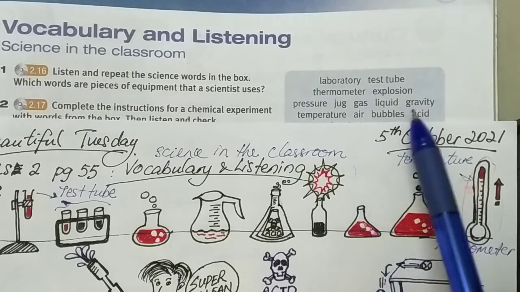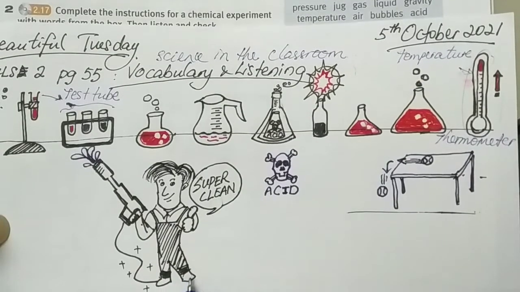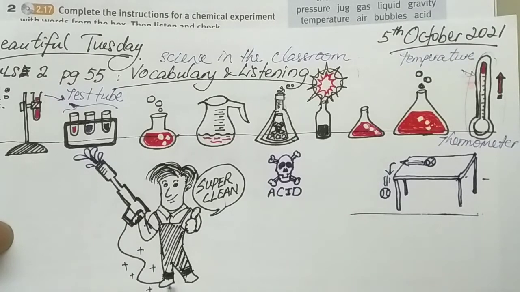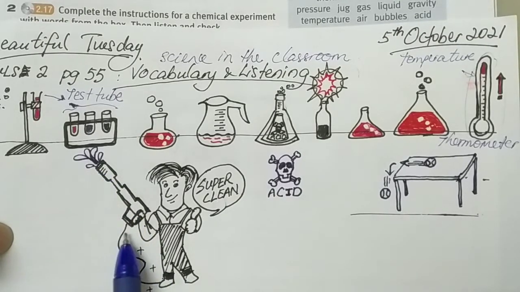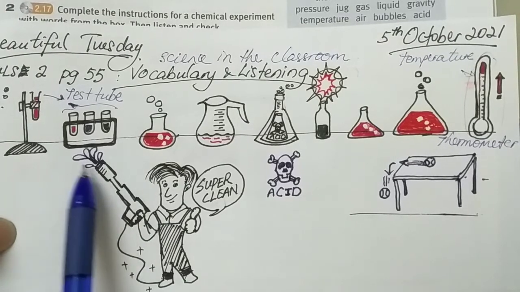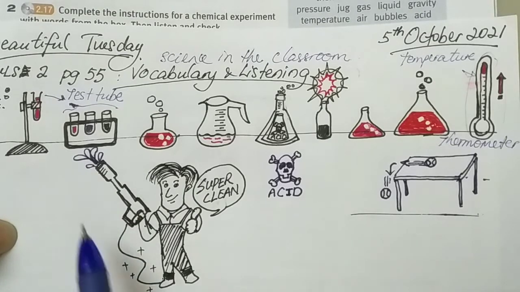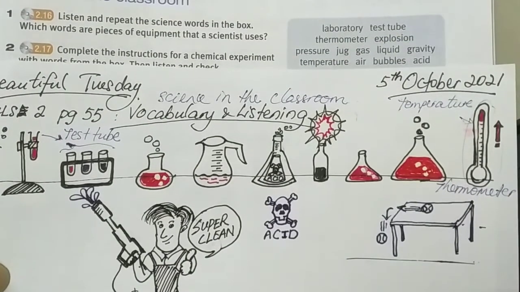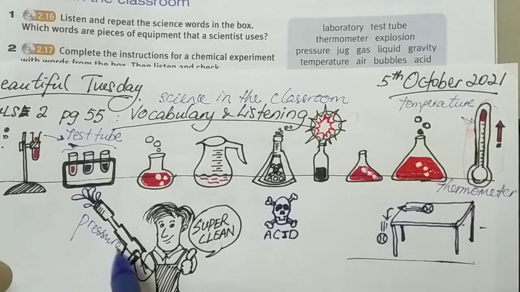Next one, pressure. Now as you can see here, this guy is using a kind of equipment that shoots out water to clean. You can clean cars, you can clean the floor. So this is a kind of pressure that they are using, so the water can be sprayed out and used to clean up. So this is super clean. So pressure is here. So we need to use pressure.